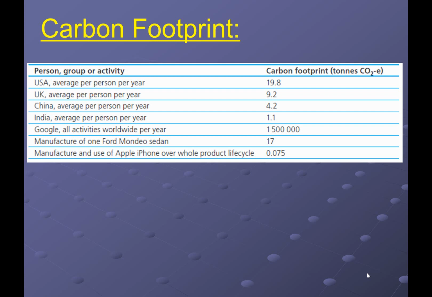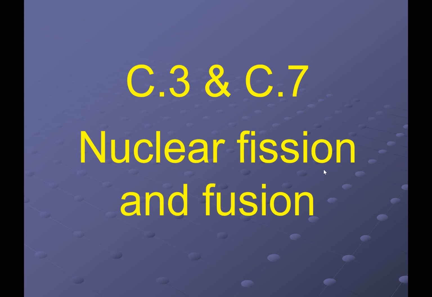This one here, it differs depending on first world countries and third world countries as well. We see a statistic here on our relative carbon footprint. In general, we want to be minimizing carbon footprint as best we can. The next energy source we looked at was nuclear power. We looked at fission and fusion in general.